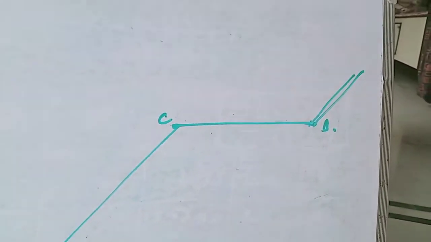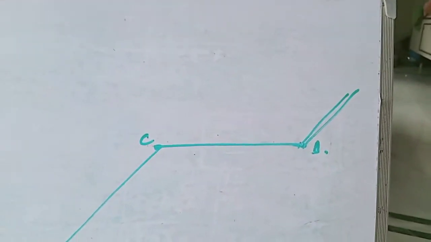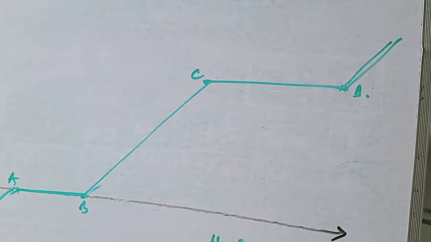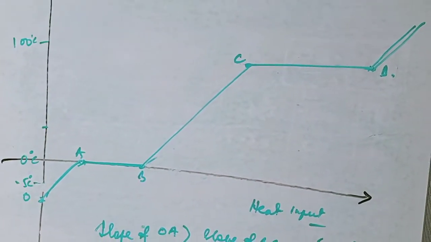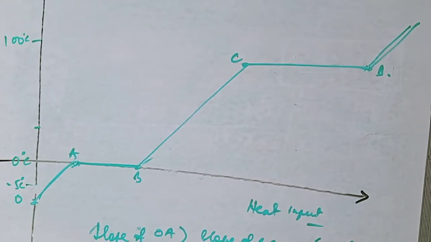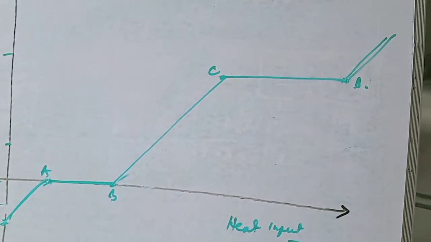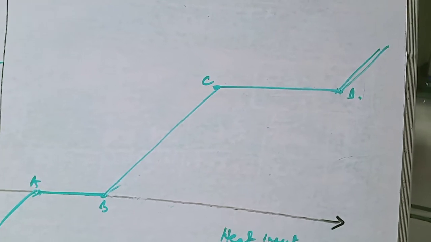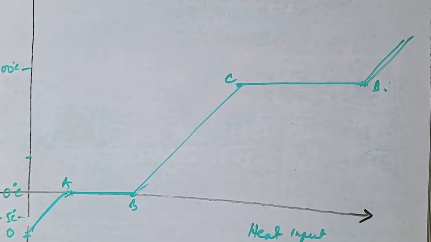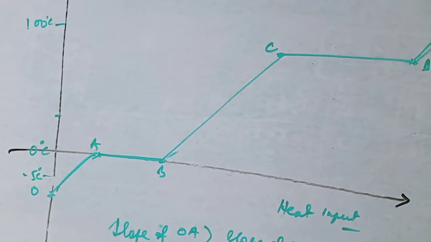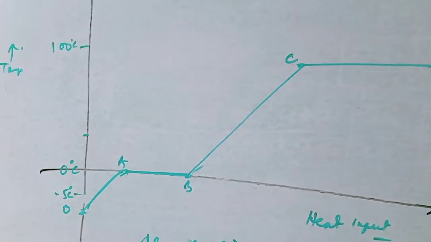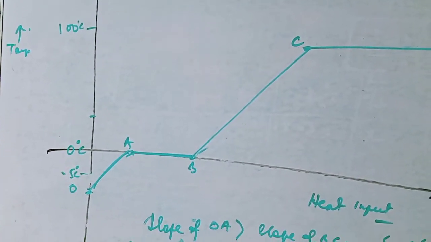And then when the entire water gets converted to steam at point D, again the temperature will increase by a certain amount. So see here, there are two parallel regions, AB and CD. AB represents melting, that means change of state from solid to liquid. CD represents boiling or vaporization, where change of state from liquid to gaseous state is occurring. But here OA and BC are the regions where temperature is increasing.